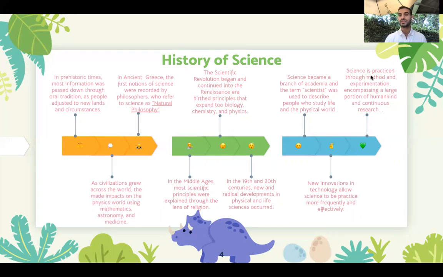The only thing I want to highlight on this slide is science encompasses a huge part of humankind, and there is continuous research being done that is scientific. So it's not just one and done. It is continuous. It is ongoing. It is a huge branch of academia. To me, science is about exploration and experimentation and having fun, and learning new things every day. But go ahead, take a look at this timeline. You can pause the video if you want, or print it out and just have it with you.